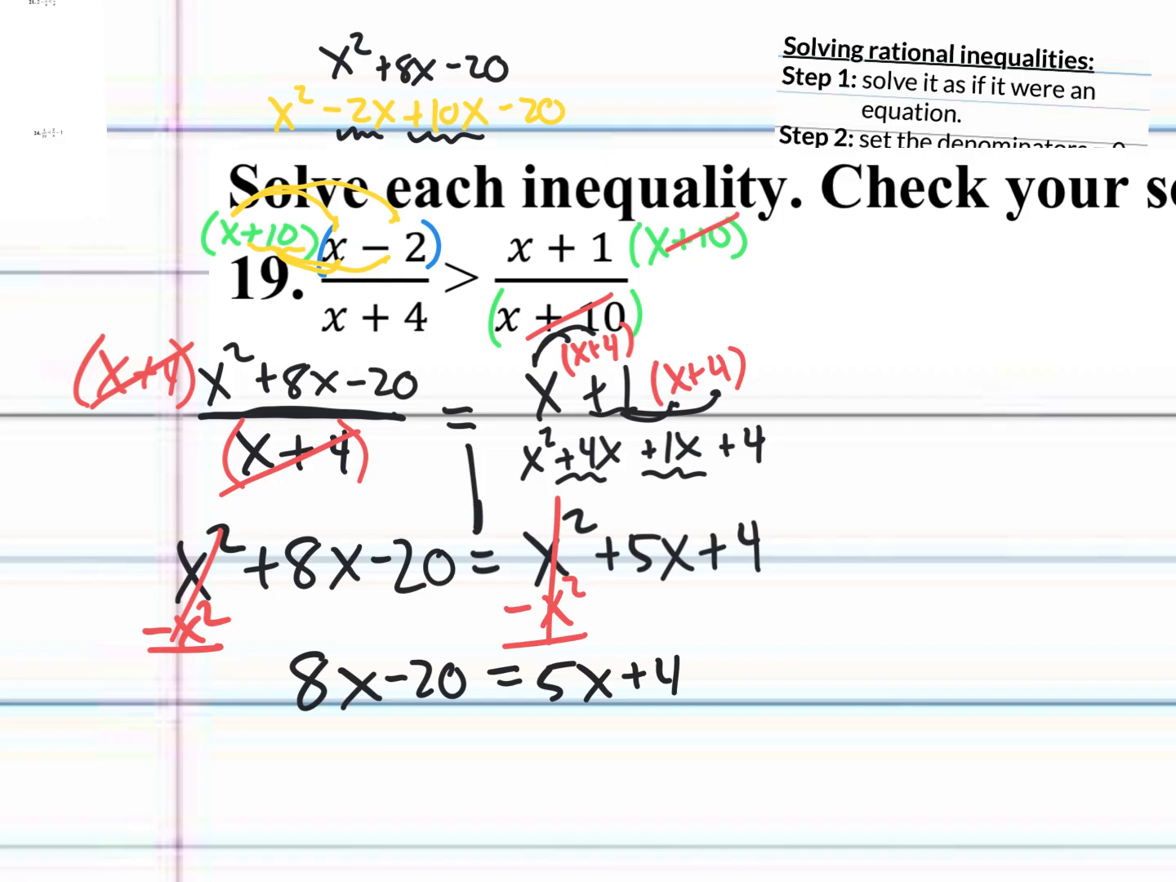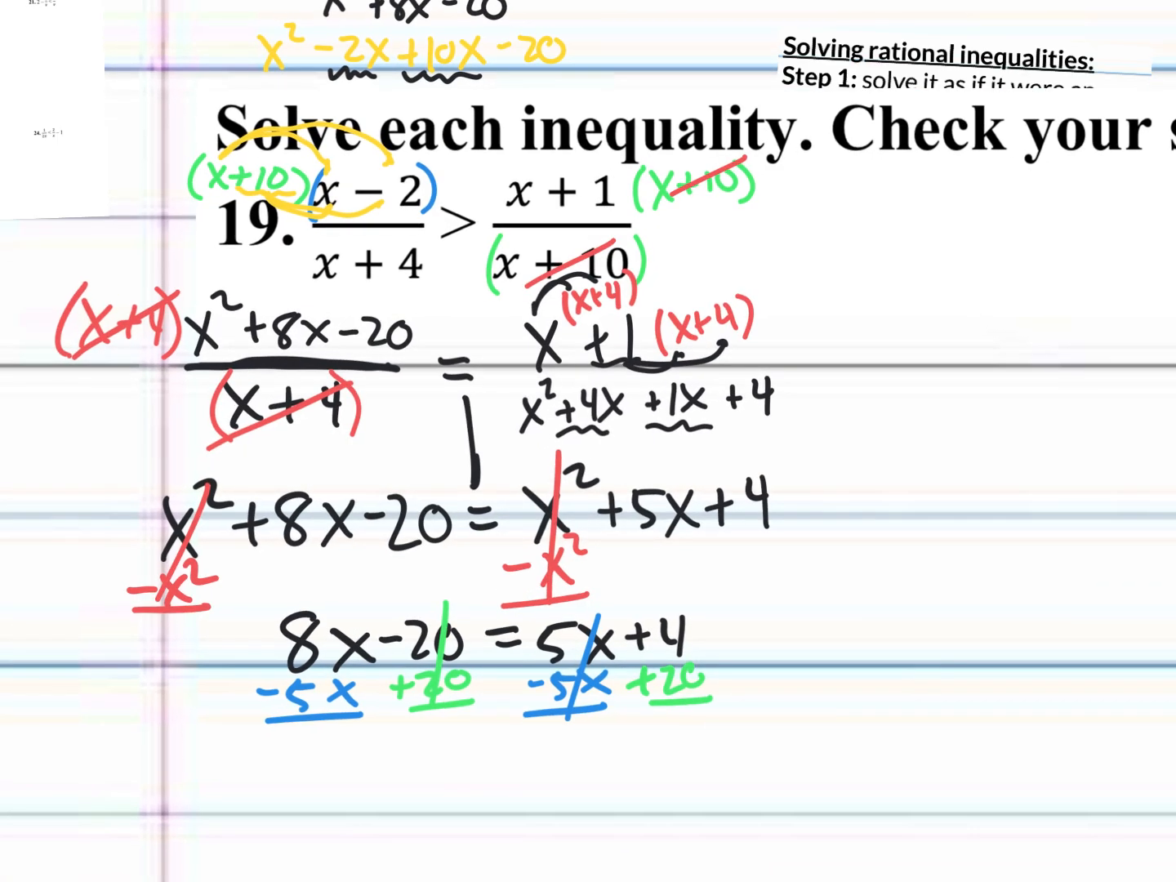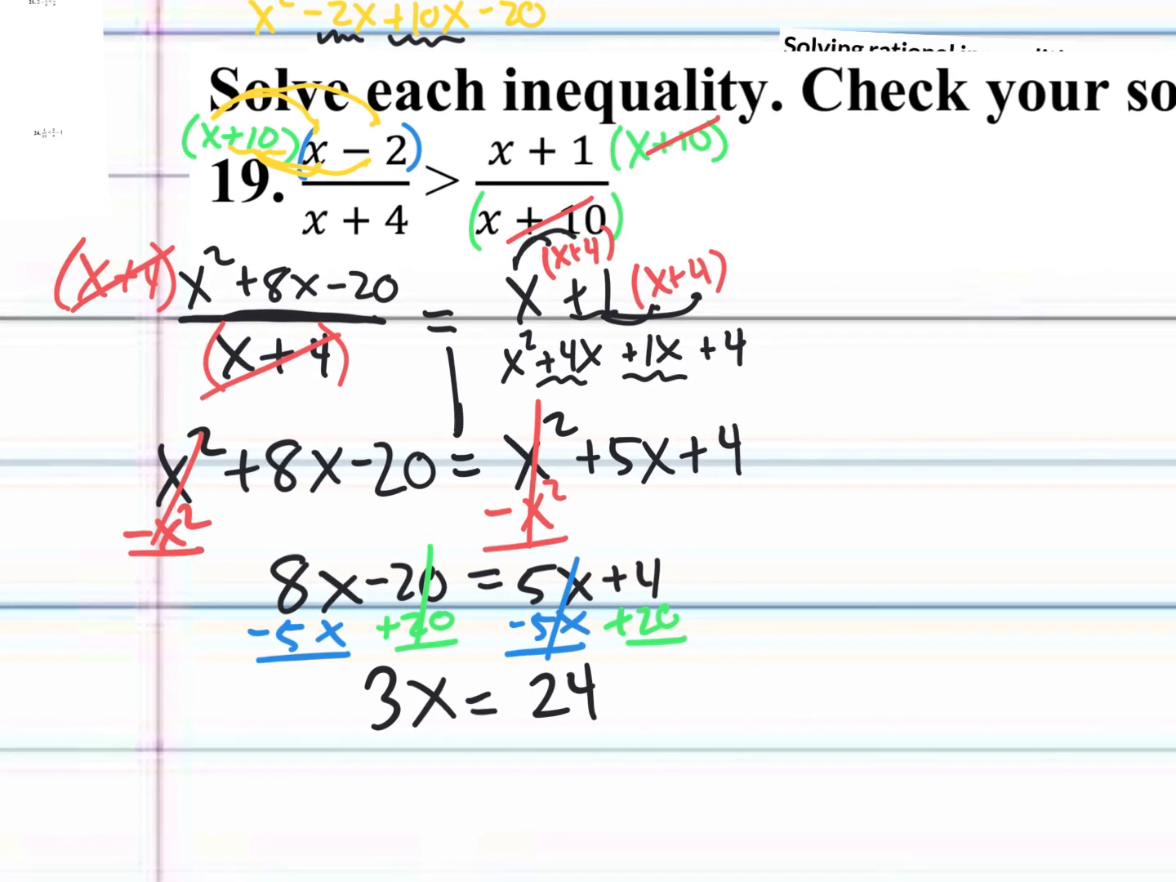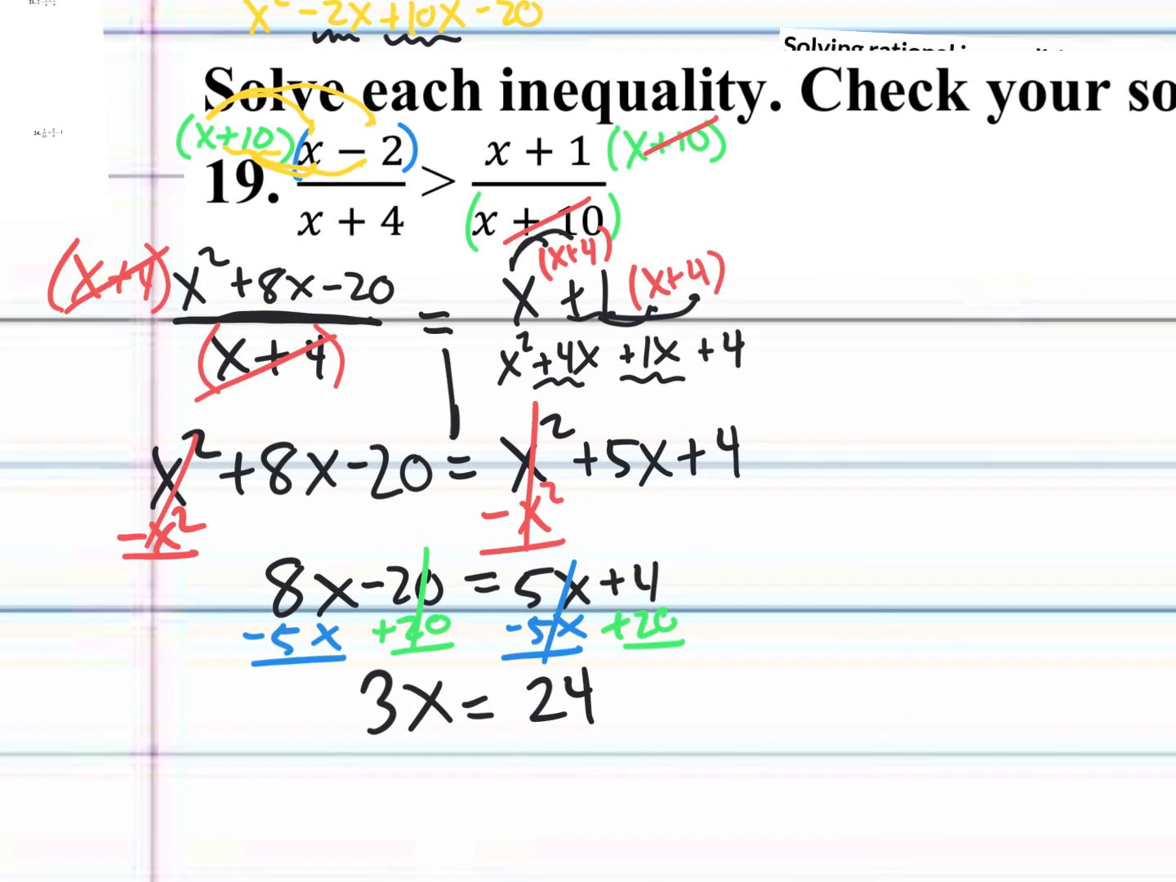So I'm going to move the 5x by subtracting it. And I might as well do 2 steps in one. I'm going to move the 20 by adding 20, moving it to the other side. Does that confuse anybody? I apologize. I'm doing 2 steps in one just for the sake of space. So on the left side of my equal sign, I have the 8 take away 5, which is 3x. And on the right side, 4 plus 20 is 24. So I really have the simple equation 3x equals 24, which means that x equals 8. So divide by 3, x equals 8.